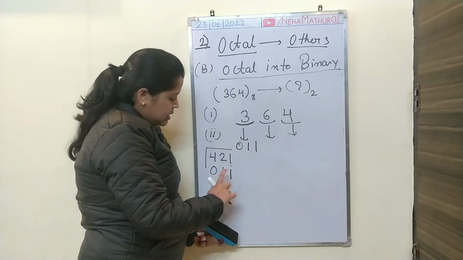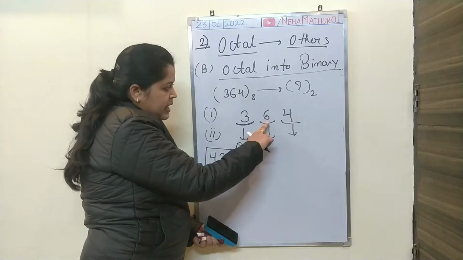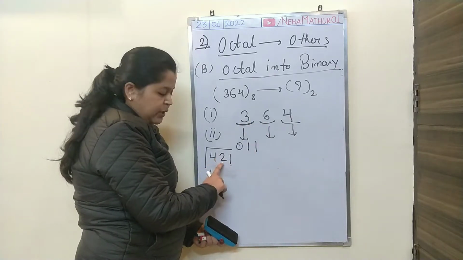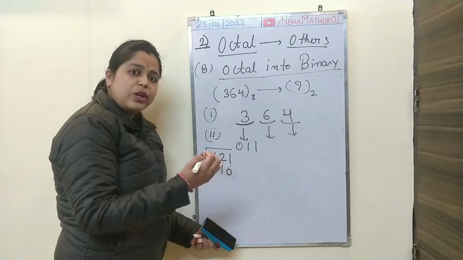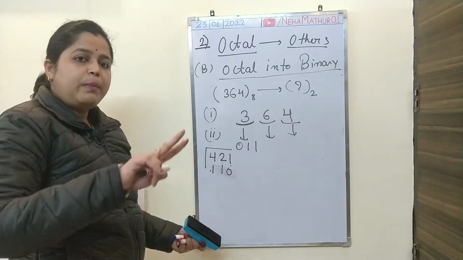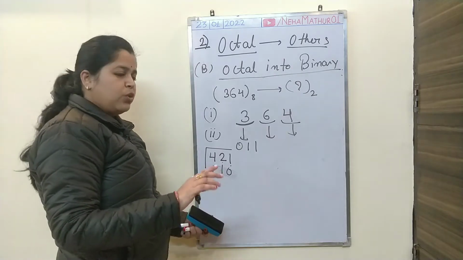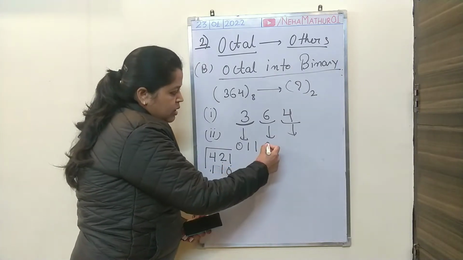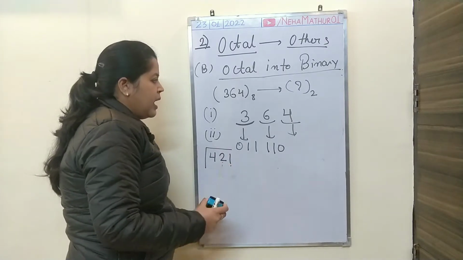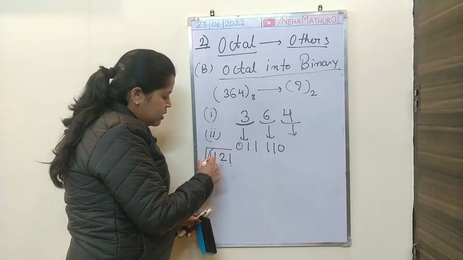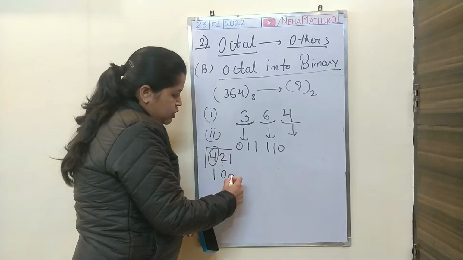Now come to the next. How can you get 6? When I add 4 and 2. So it will be 1 1 0, because 4 and 2 are used, since 4 plus 2 is 6, and 1 is not needed, so it will be 0. So the conversion will be 1 1 0. Similarly, the last one is 4, and you can get this 4 just by using this one. So your answer will be 1 0 0.